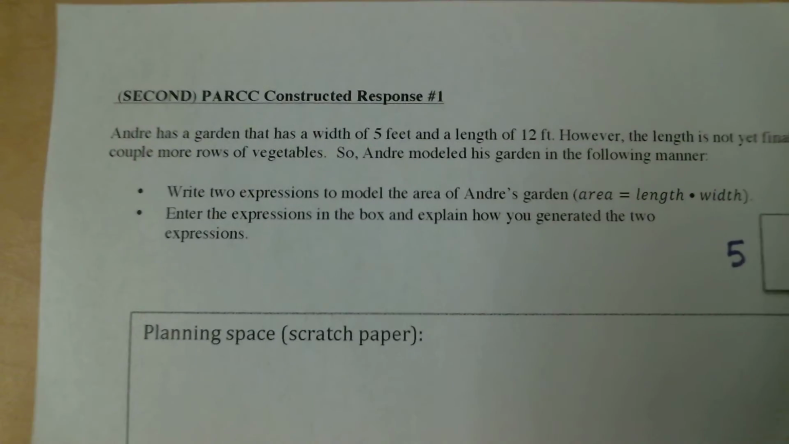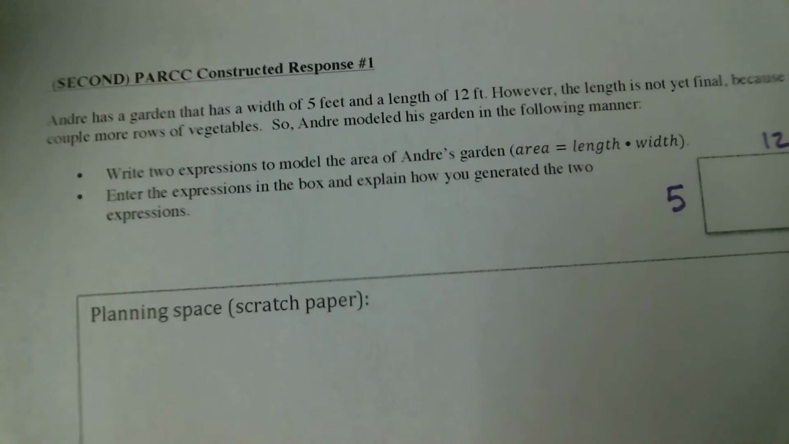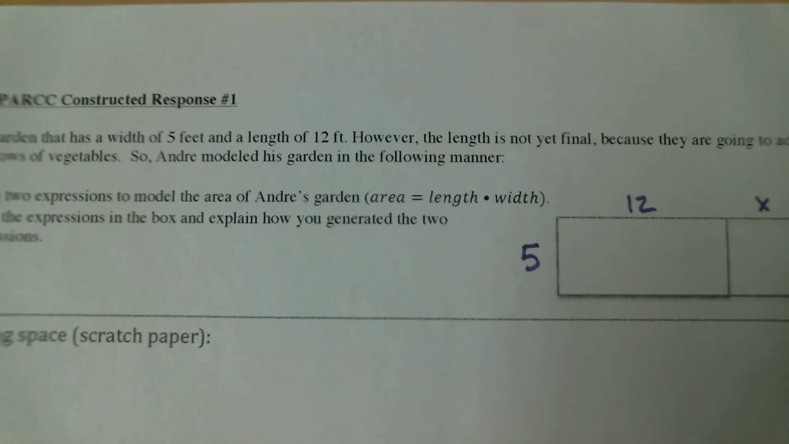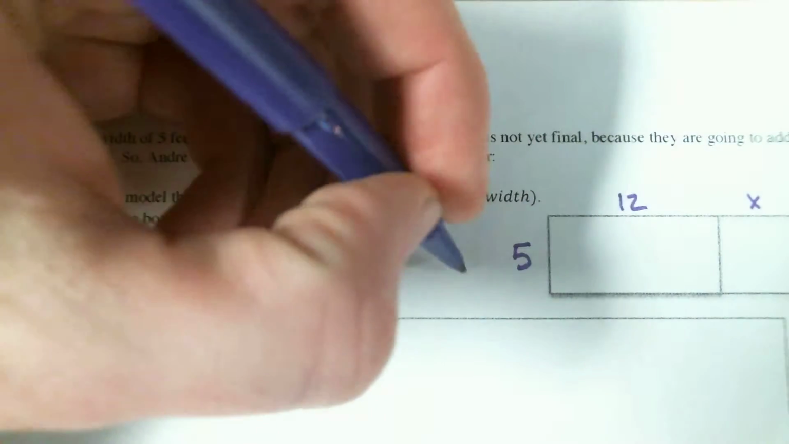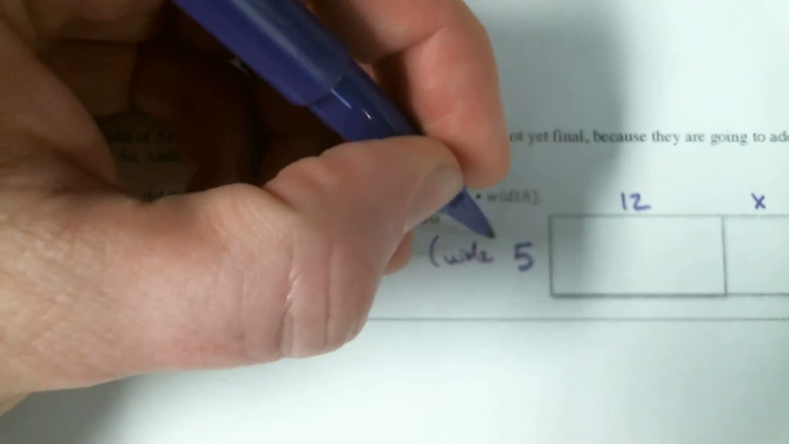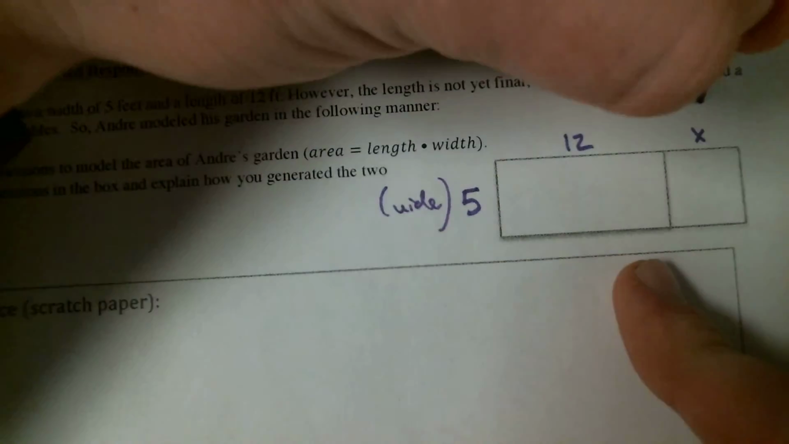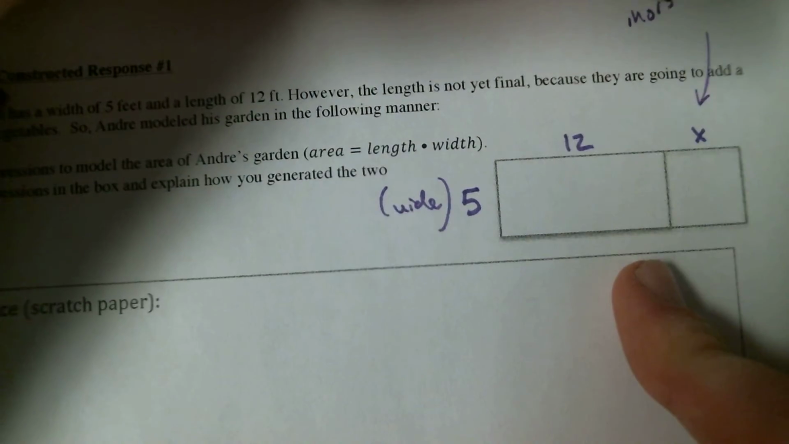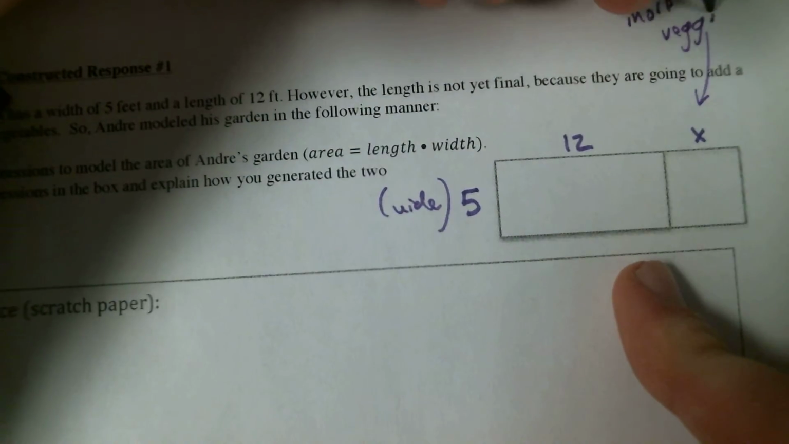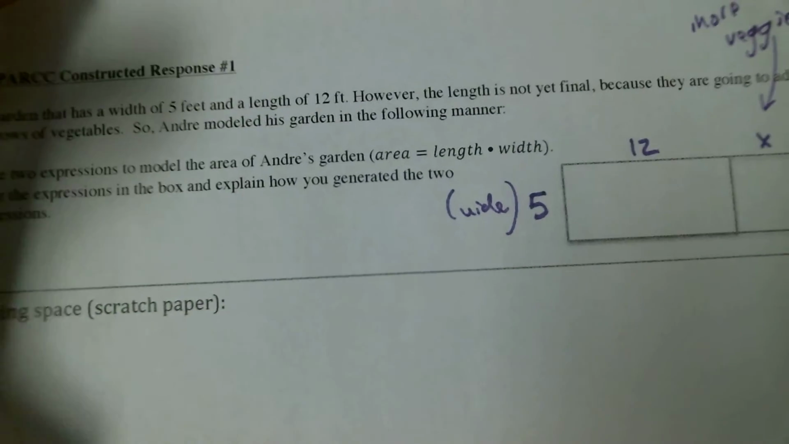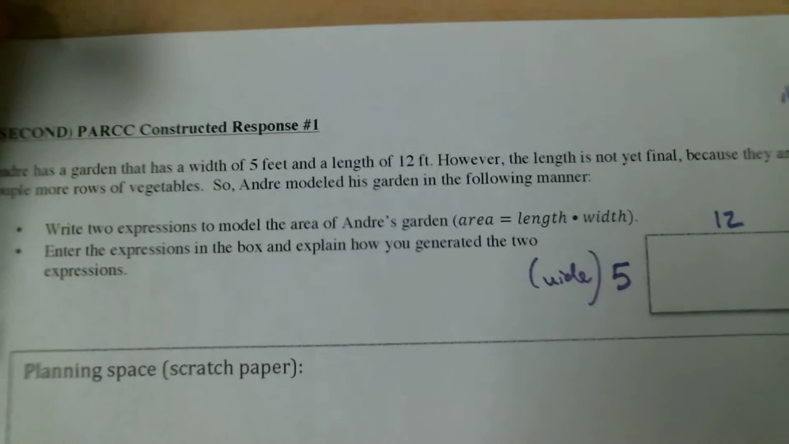All right, so in this problem, we've got Andre who is trying to figure out how he needs to cover a garden. He knows it is 5 feet wide, so we might label this as the width. But then it's 12 feet long, but then they're going to add a couple more rows of vegetables, but we don't know how much they're going to add on. So it's going to be a certain amount long. It's going to be 12 plus x long.